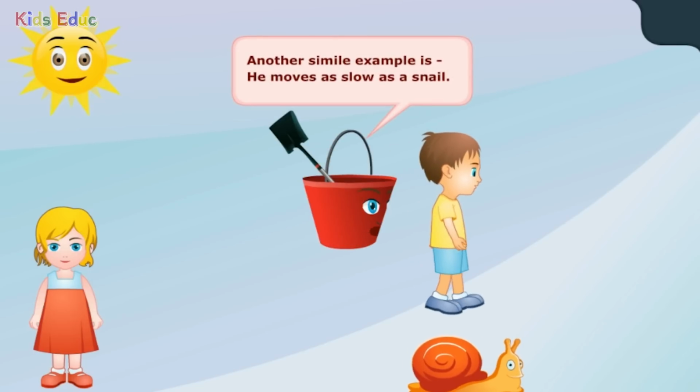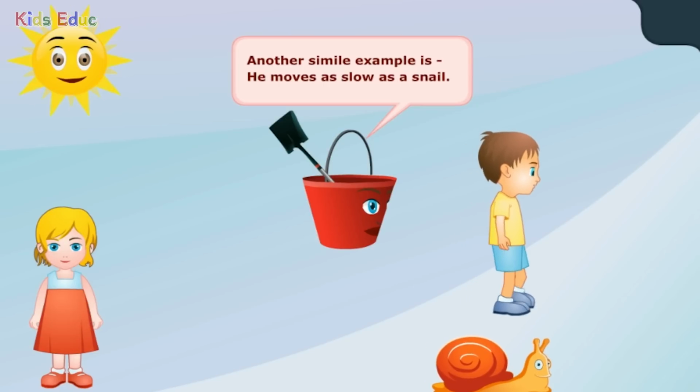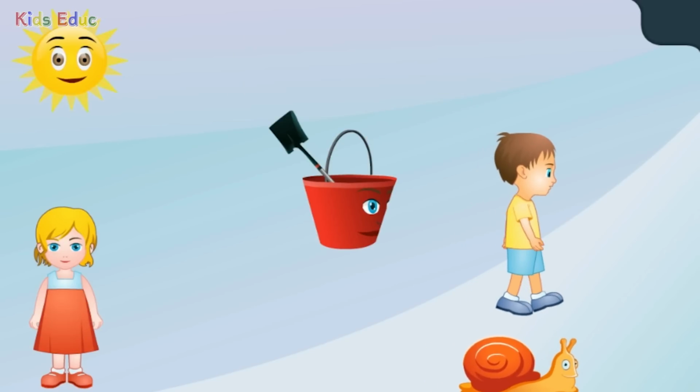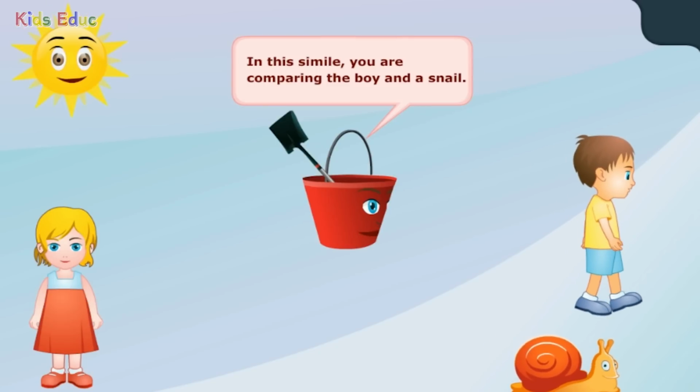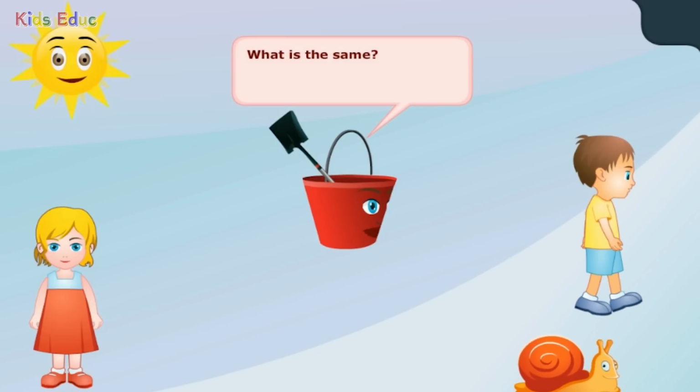Another simile example is, he moves as slow as a snail. In this simile, you are comparing the boy and a snail. What is the same? They both are moving very slowly.